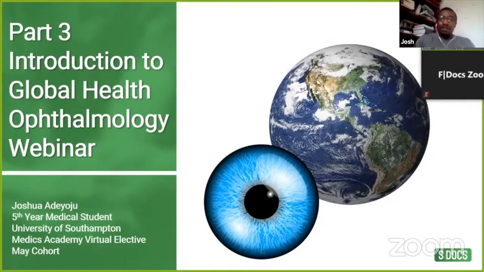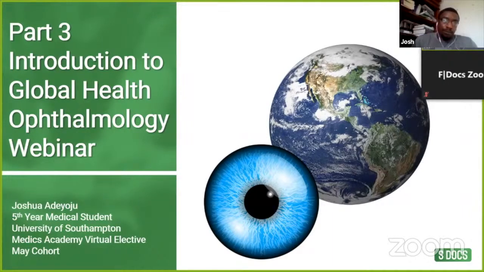Hi guys, my name is Josh. I'm a final year medical student at the University of Southampton. This is part 3 of my series, an introduction to global health ophthalmology. I did this series as part of the Medics.Academy virtual elective. I did the virtual elective in May, and this has been the culmination of all the work that I've done, and also the program I've done to help me with it.